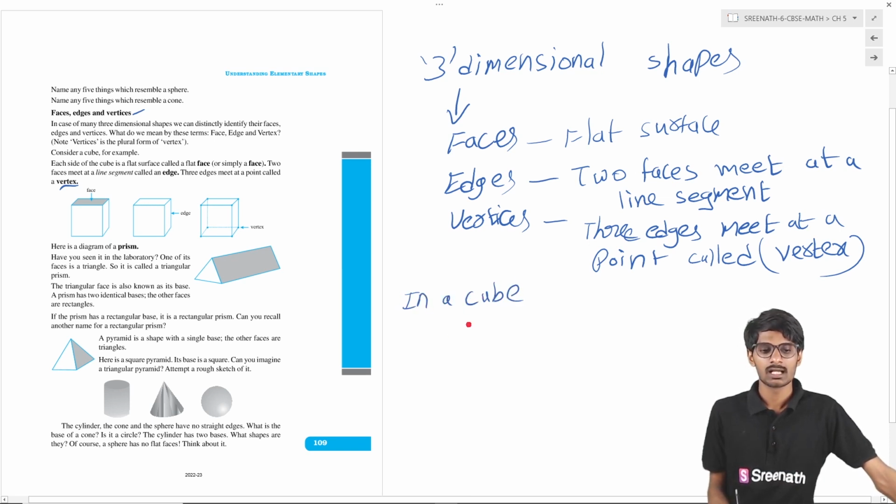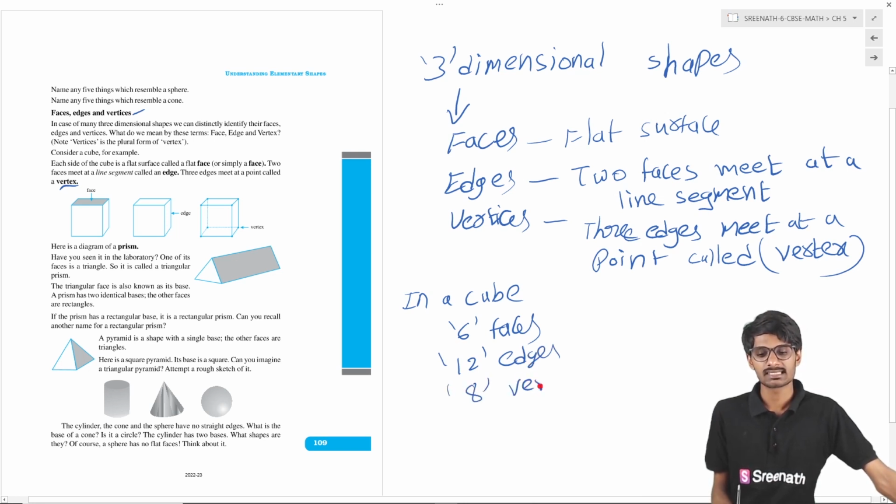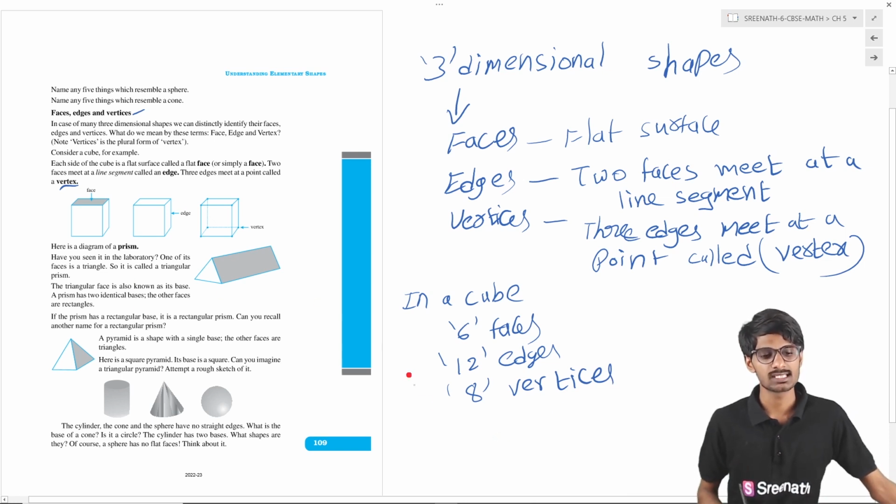So in a cube, what happens? There are 6 faces. There are 12 edges. And there are 8 vertices. So vertices is the plural form, students. So this is the thing.